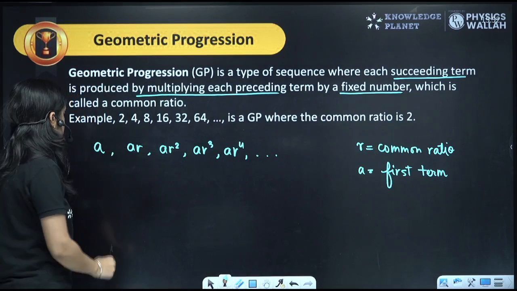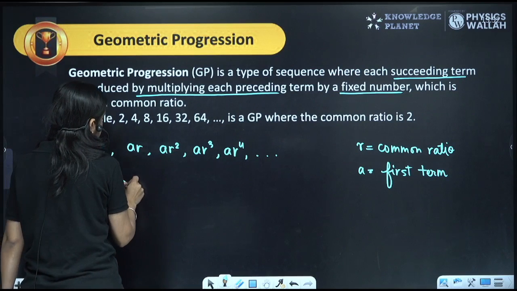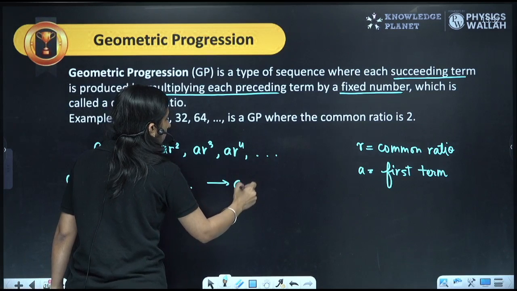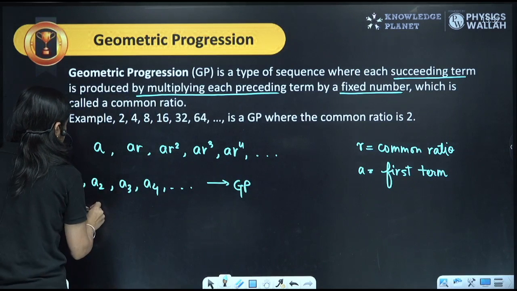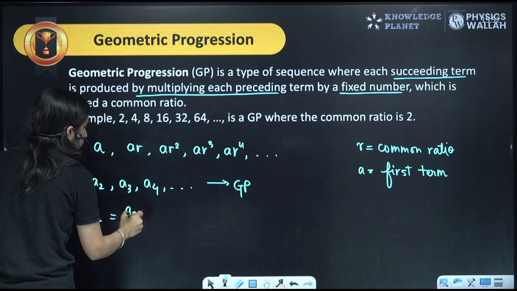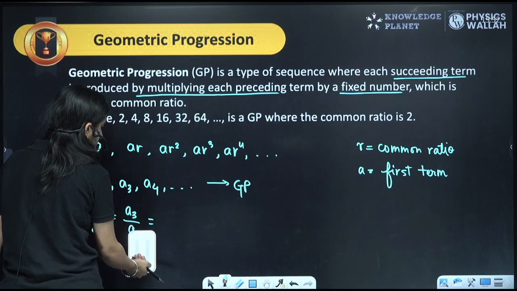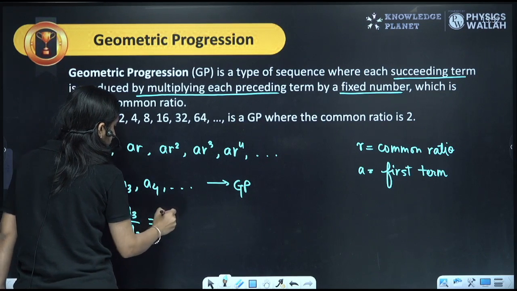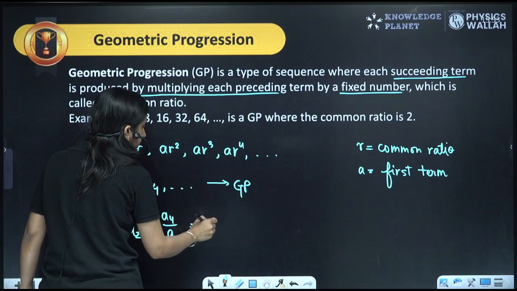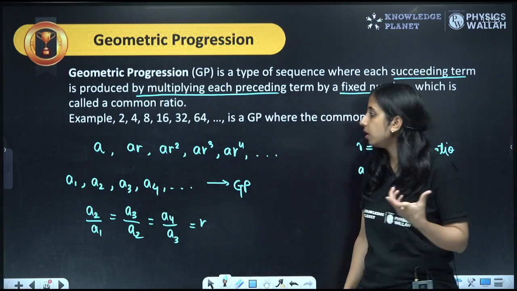Now if a1, a2, a3, a4 all form a geometric progression, then the ratio of a2 by a1 will be equal to the ratio of a3 by a2, which will be equal to the ratio of a4 by a3, which is equal to r. So the ratio of two consecutive terms is always a constant.